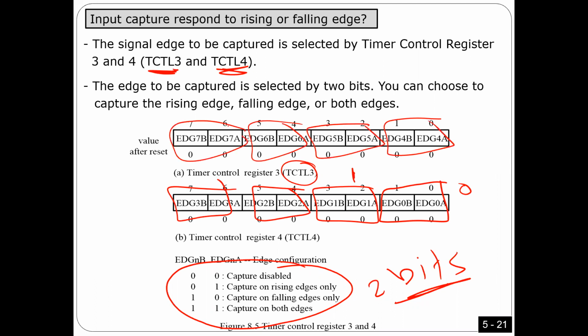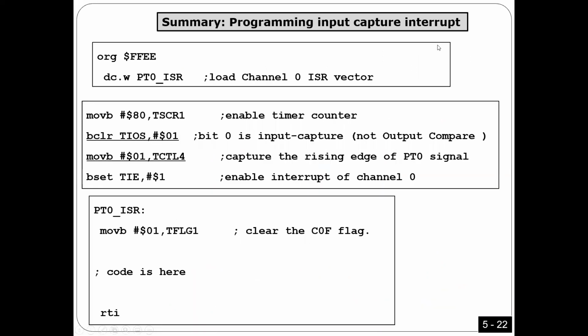Every channel has 2 bits, and based on the number you write in these 2 bits, you can capture only rising, only falling, or both. Is that okay, guys? Great. Any questions?